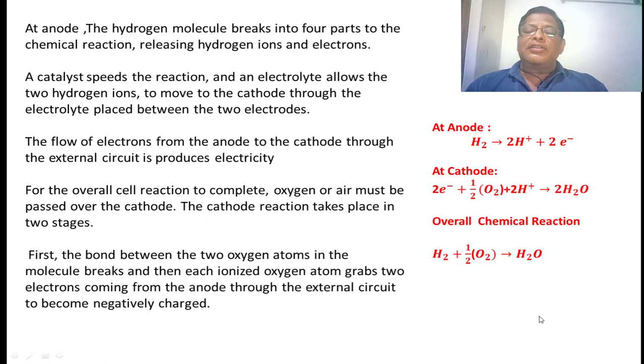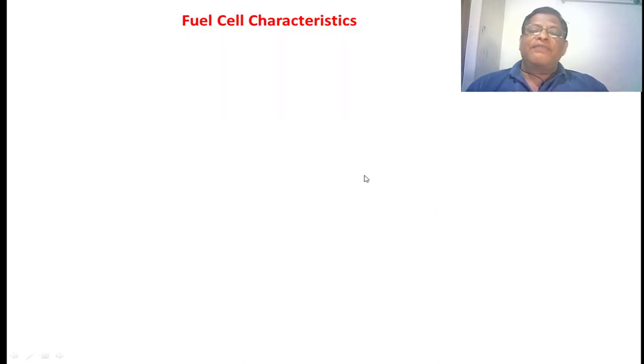So in case of fuel cell, the electrons will be passing from the anode to the cathode through the external circuit. H plus ions will be moving from the anode to the cathode through the electrolyte. Now, the characteristics of a fuel cell.